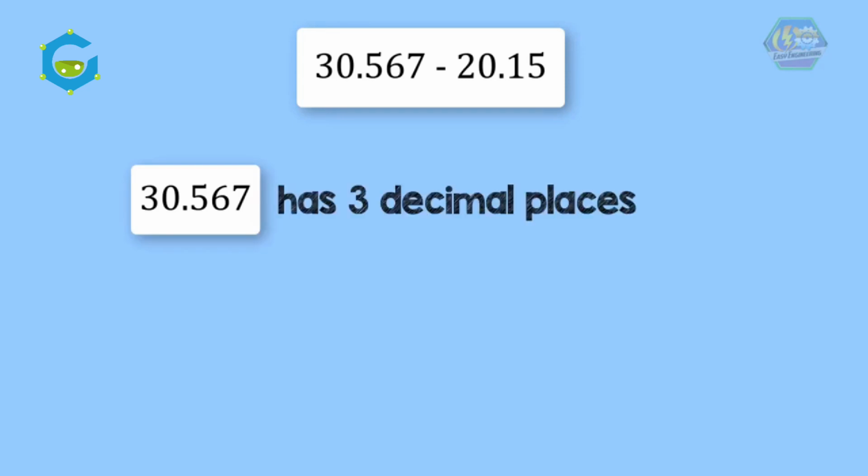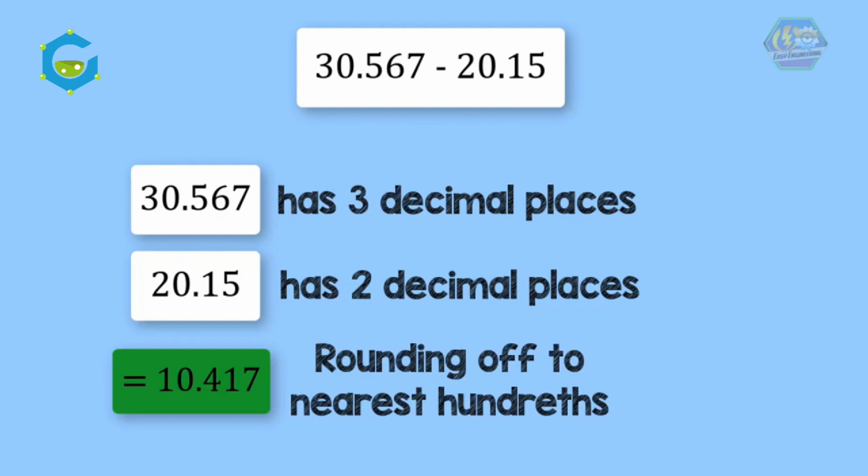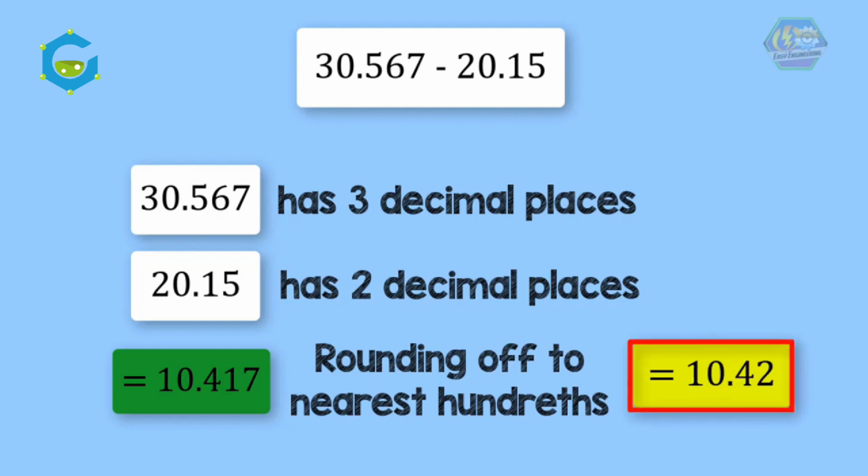Another example, 30.567 minus 20.15. 30.567 has 3 decimal places, while 20.15 has 2 decimal places. Our answer should be reported to the least number of decimal places, which in this case is 2. So we have 30.567 minus 20.15 is equal to 10.417. Then round off to the nearest hundredths, we have 10.42. The answer is 10.42.